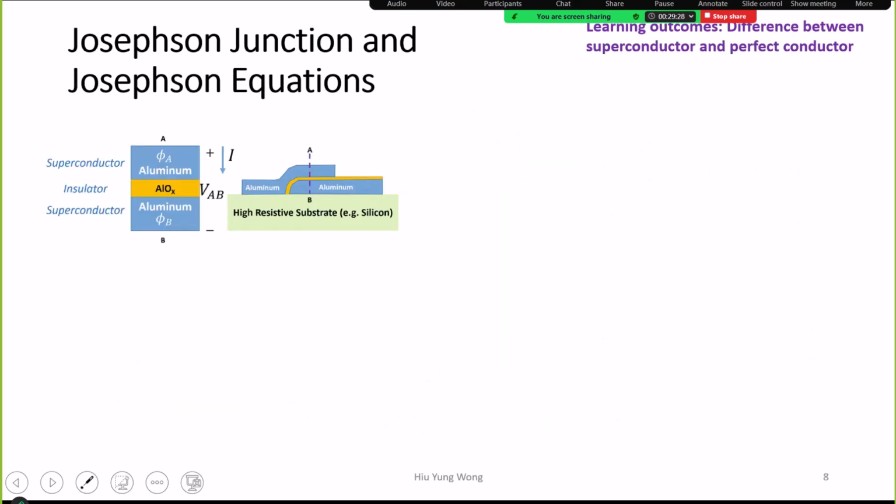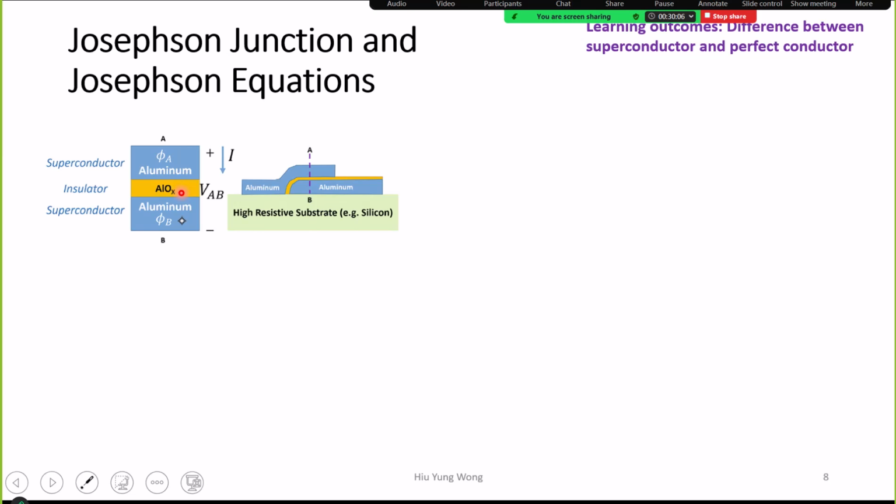Okay, so now we have learned about the superconducting state. Now we go to the Josephson Junction and the Josephson equation. The Josephson Junction is very easy. If you show this to any undergraduate who had not learned about this, what would you call this structure? Aluminum oxide, aluminum. What type of device is this? Metal? Exactly, just a simple capacitor. So a Josephson Junction is just a simple capacitor.